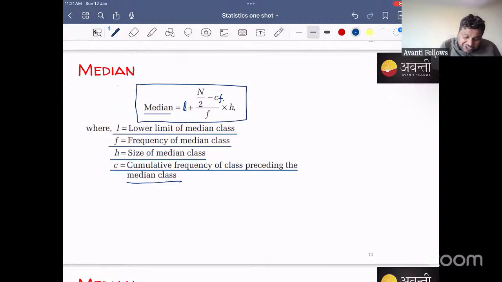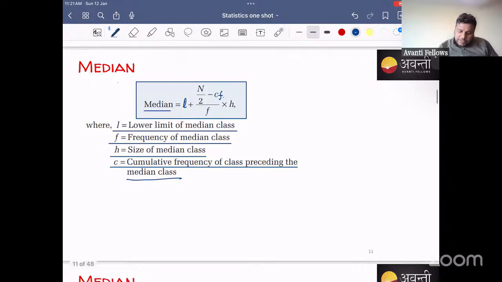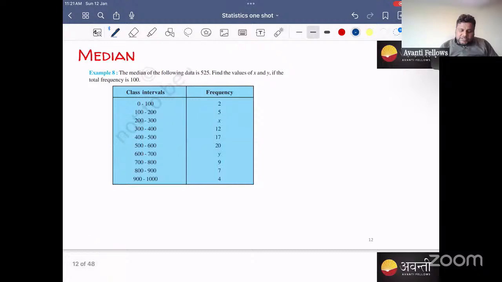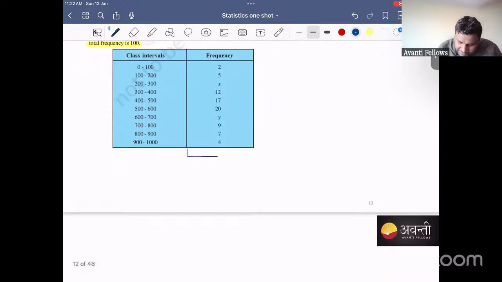There was a question in JEE Mains using this formula, in 2024, last year. Now see, there is an example for this. The median of the following data is 525. Find x and y if the total frequency is 100. Got it? So first of all, I will add this entire data.